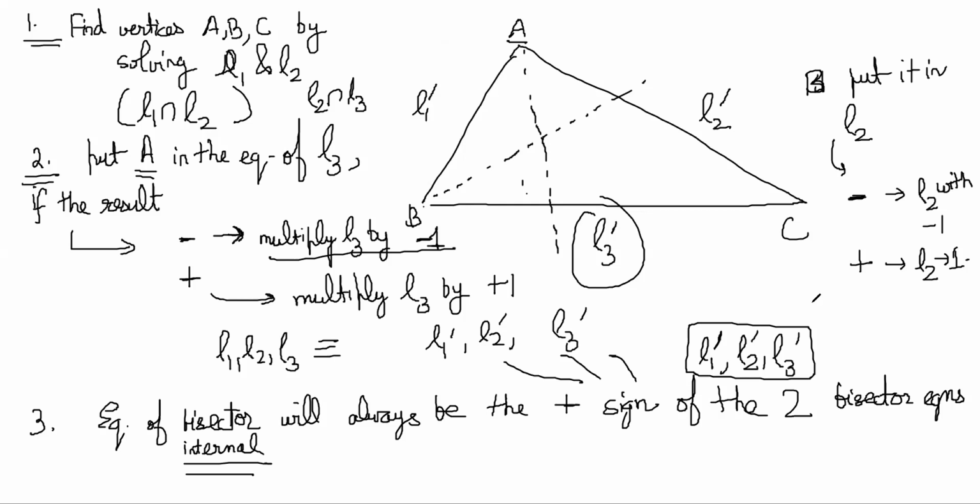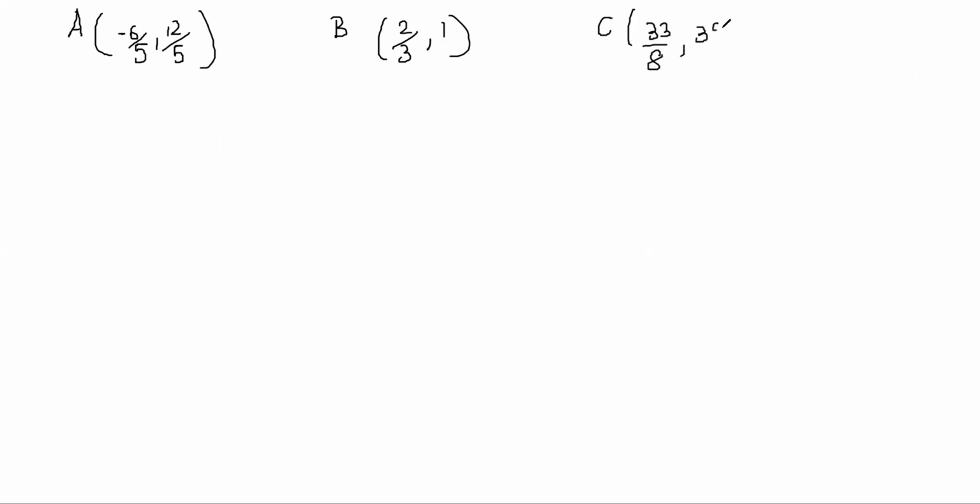Now at least let's check the question and verify whether we are getting the answer or not. So you have written down the steps, no? Okay, let's see. In our question, point A had come as (-6/5, 12/5), B as (2/3, 1), and C point was (33/8, 39/4), right?